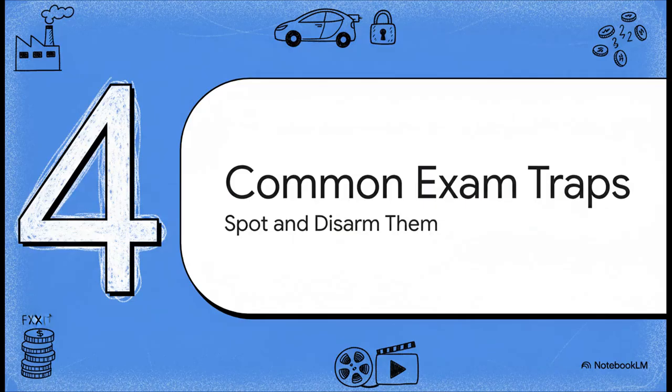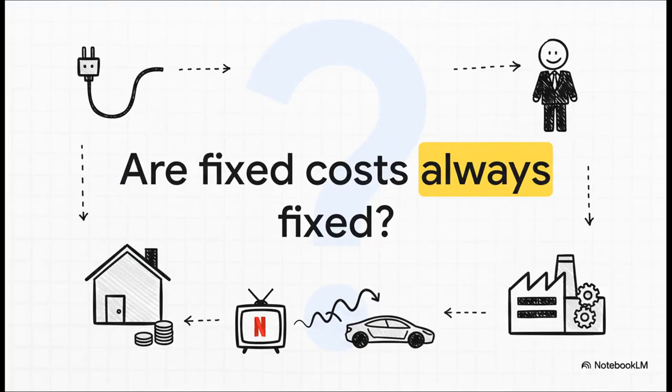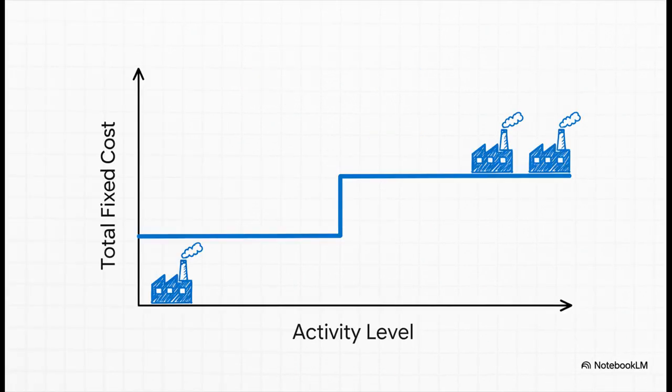That's it. All right, you're going to want to pay close attention here. This is where we get into the sneaky stuff, the gotcha questions that professors just love to put on exams to see if you were really paying attention. So here's the first big one. The name says fixed cost, right? So it has to be unchangeable, set in stone forever, right? And the answer is a big no.